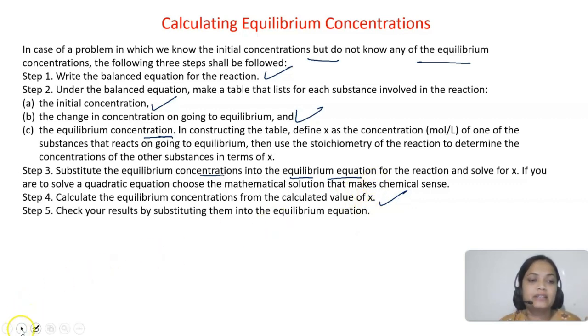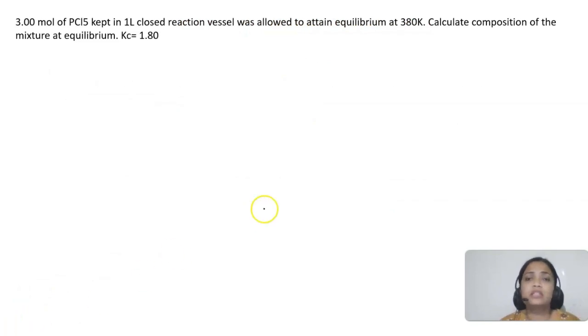So I have taken an example here. See, this is your NCERT problem. Okay, so NCERT में जो भी numericals दिए होते हैं, please try to solve them because they will make your base strong. And sometimes questions are directly asked from NCERT. Okay. So keep that in mind. So here we are having 3 mole of PCl5. It is kept in 1 liter closed reaction vessel. It was allowed to attain equilibrium at 380 Kelvin. Calculate composition of mixture at equilibrium.